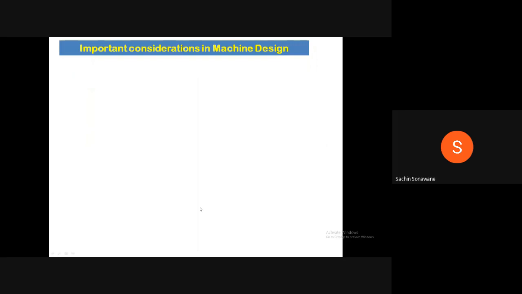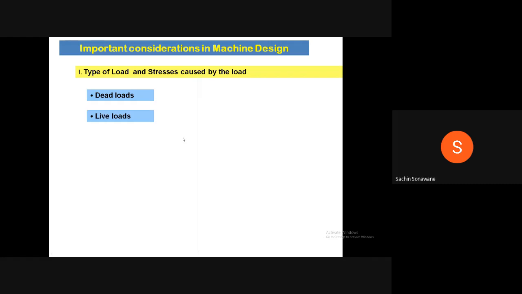Now, important considerations in machine design. First is type of load and stresses caused by the load. In that, dead loads. Dead load means weight. Always remember, dead load means weight, self weight. Then live loads. Live loads means what? Load of wind, because wind is blowing.